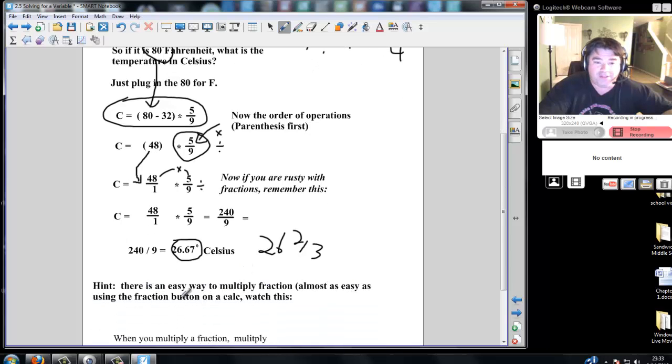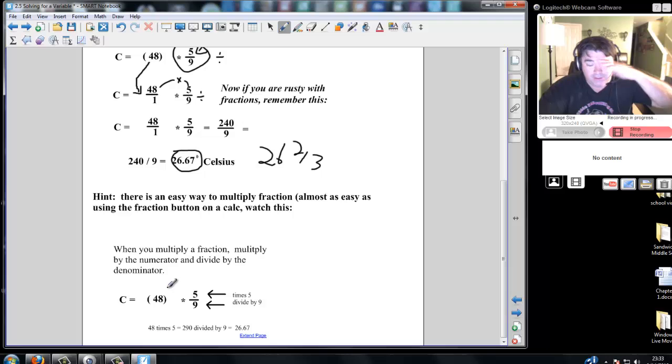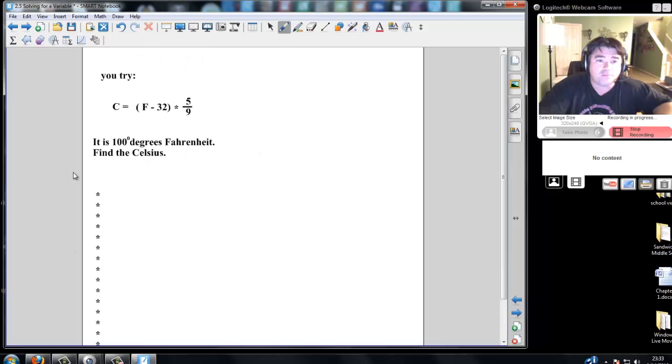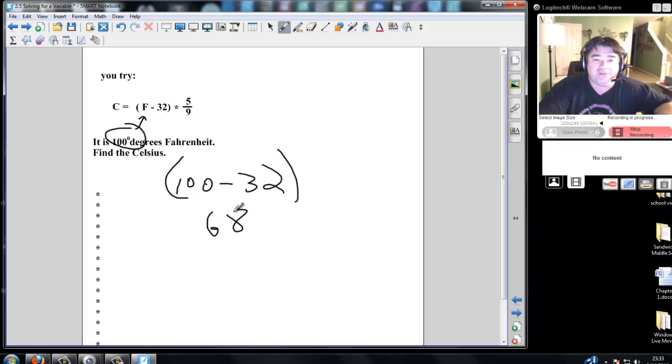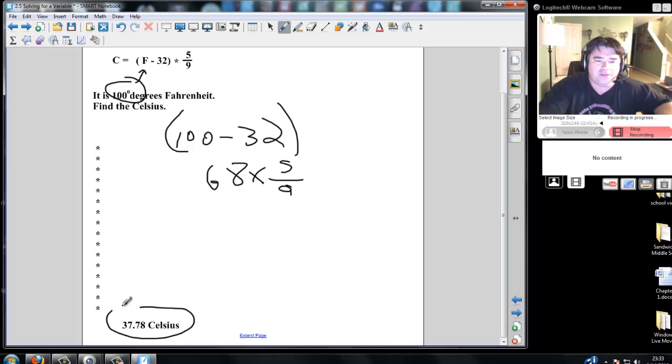Easy way to multiply fractions, top divided by bottom, we just talked about that. So I'm ahead of the game. Now you try. I'd like you to go ahead and try using 100 for Fahrenheit. Go ahead and pause it this time. Okay, hopefully you have the answer as follows. You plug 100 in, minus 32. That should make 68, I believe, times 5 divided by 9. So 68 times 5 divided by 9, and I'm getting 37.78. I hope you got the same. That sounds pretty reasonable. I think that's right.